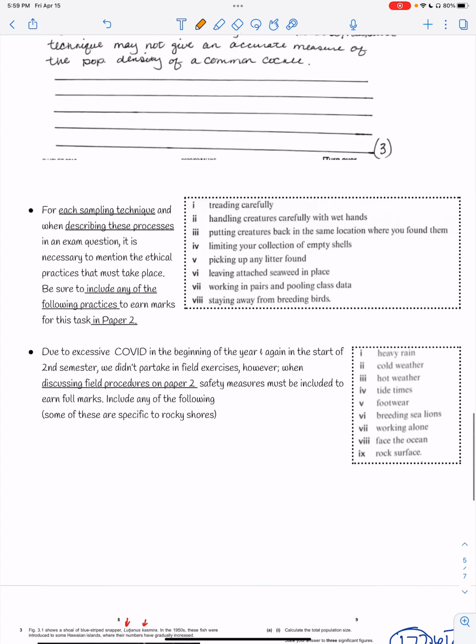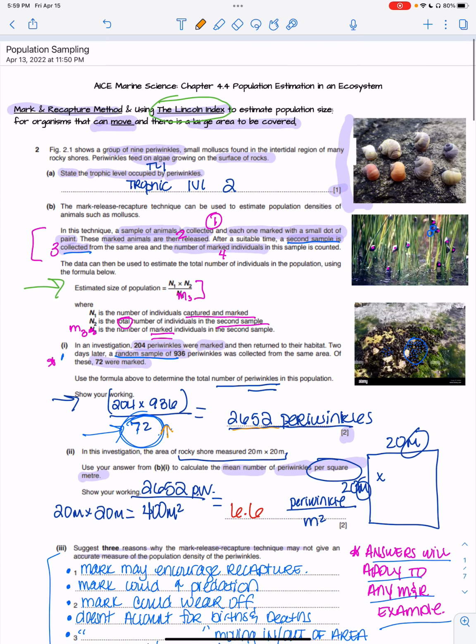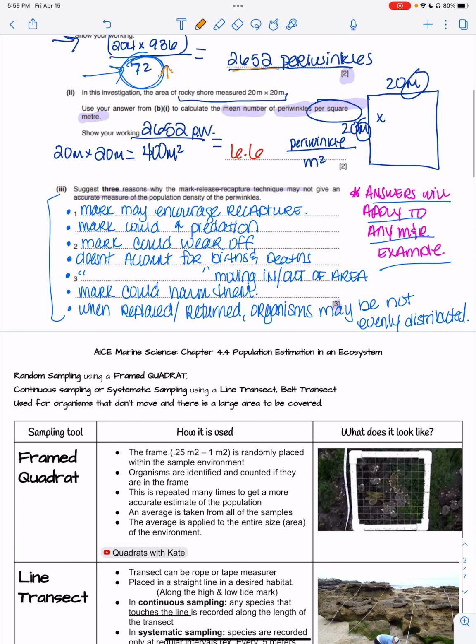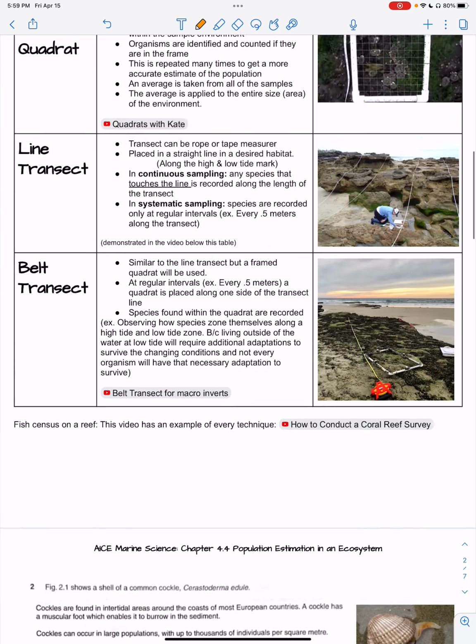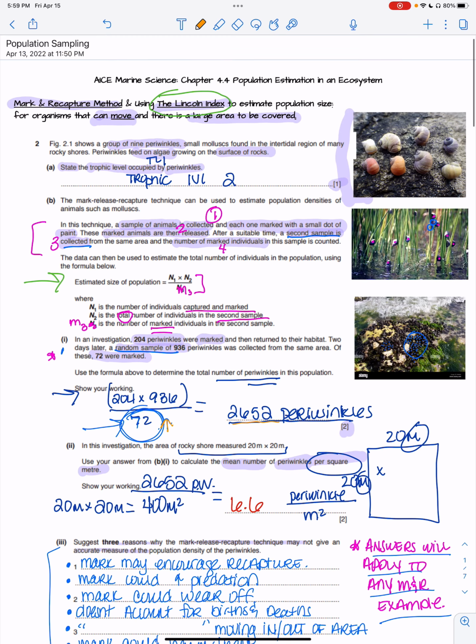Okay, so that's it for the mark and recapture. I'm going to continue this in a little bit, but this will be it for the mark and recapture examples. And I will continue on this and do the rest for the random sampling.